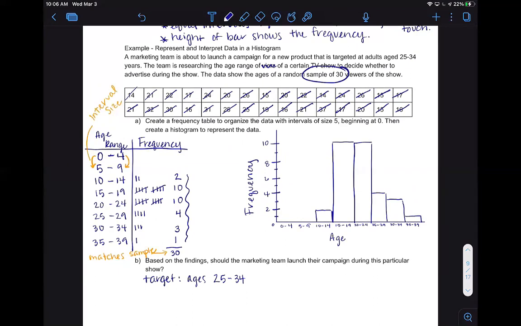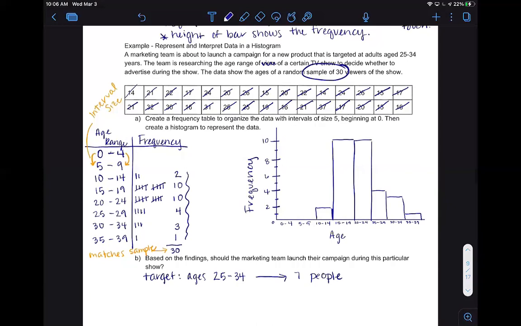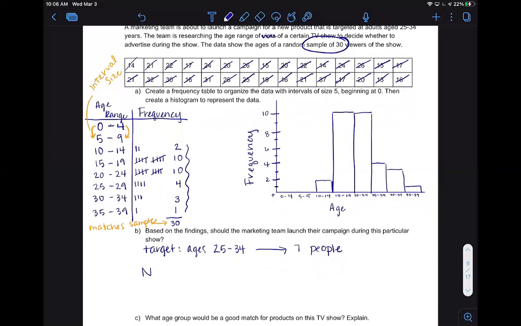7. So 7 people. So is that a good idea? No. So we can say no, because this only accounts for 7 out of how many people? Out of the 30 viewers.